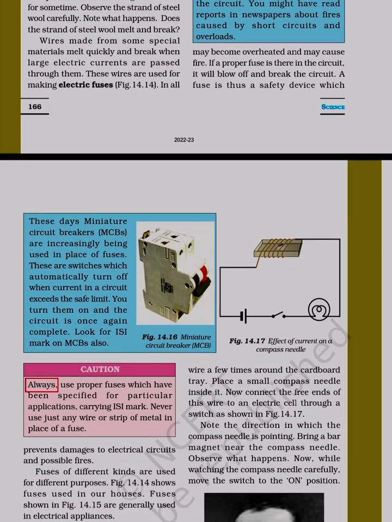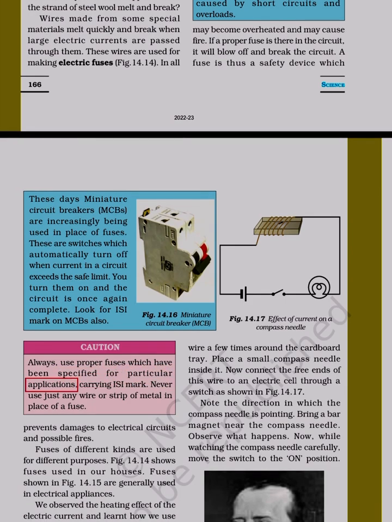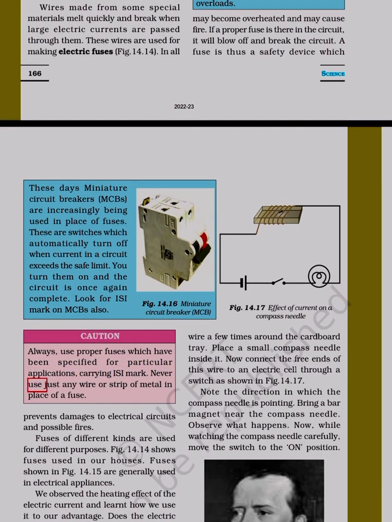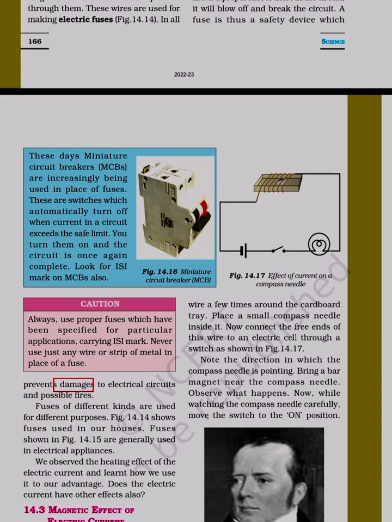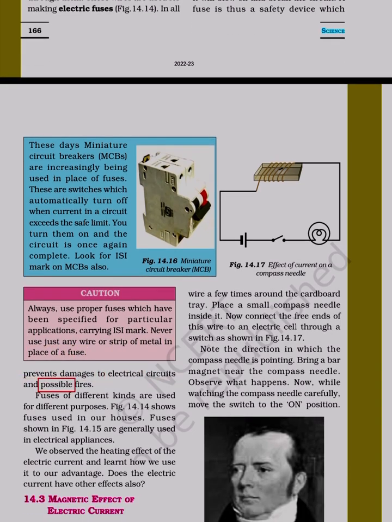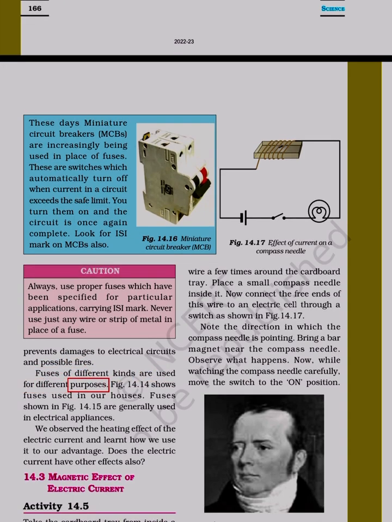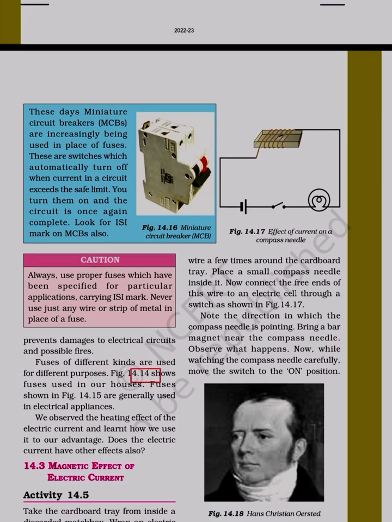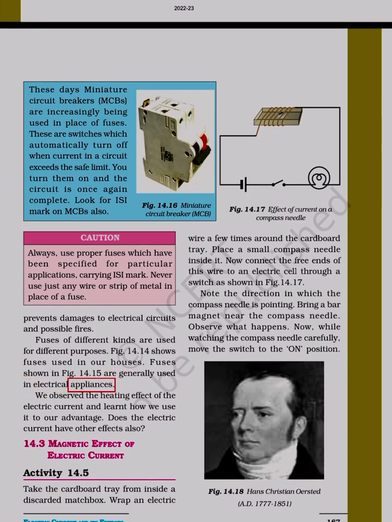Caution: Always use proper fuses which have been specified for particular applications, carrying the ISI mark. Never use just any wire or strip of metal in place of a fuse. It prevents damage to electrical circuits and possible fires. Fuses of different kinds are used for different purposes. Figure 14.14 shows fuses used in our houses. Fuses shown in Figure 14.15 are generally used in electrical appliances.